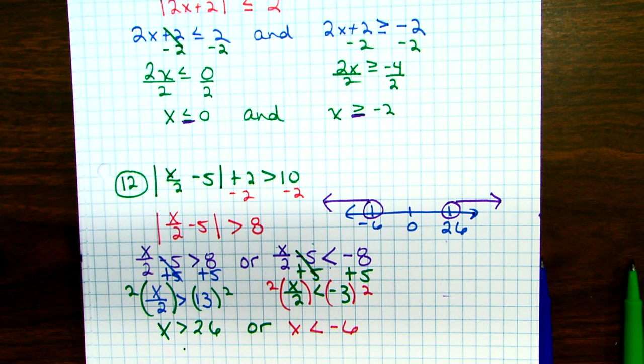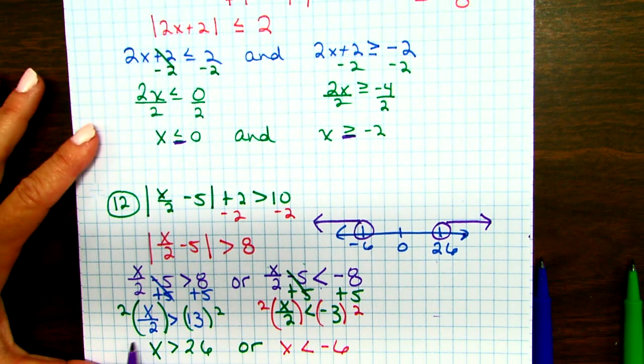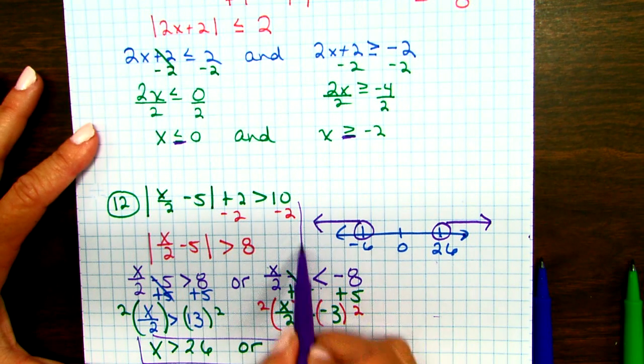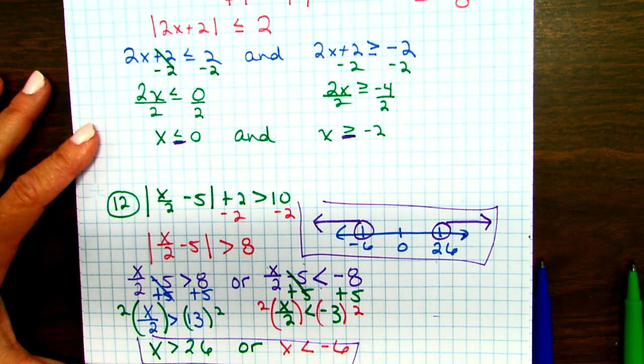You could plug any of those numbers in. It's not just one answer, like an equation gives you one answer. Inequalities give you a whole range of numbers. Okay, so these are like two-part answers. This is the answer, and the graph is an answer. Okay.